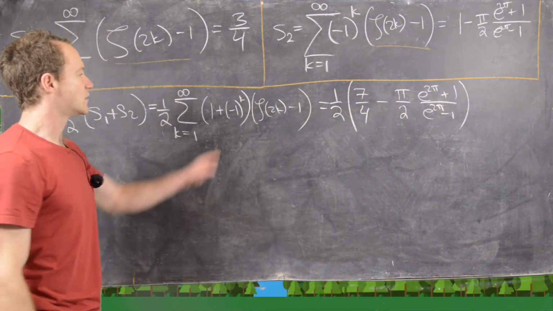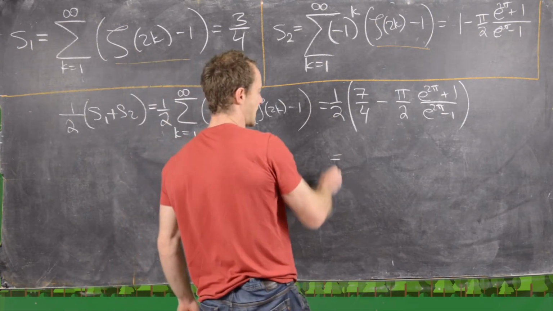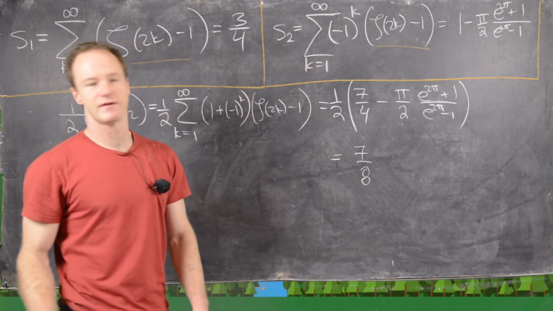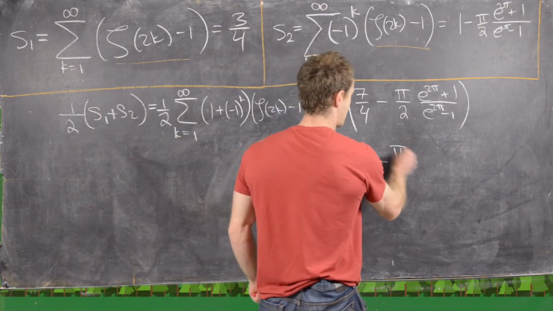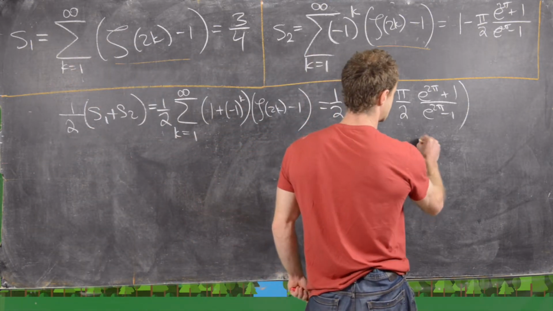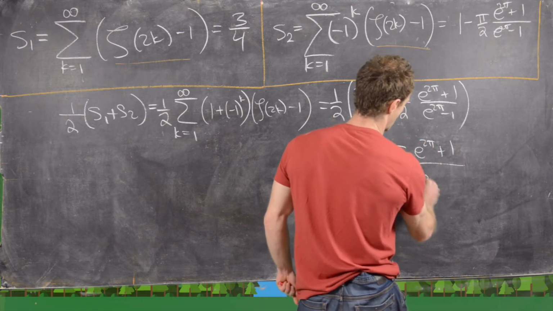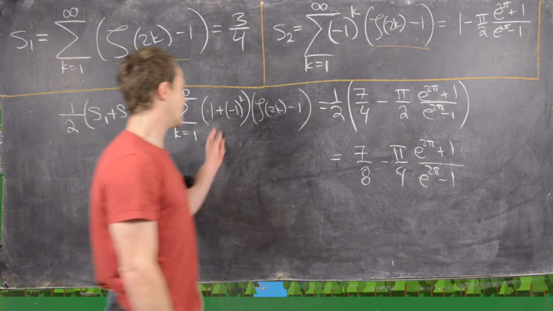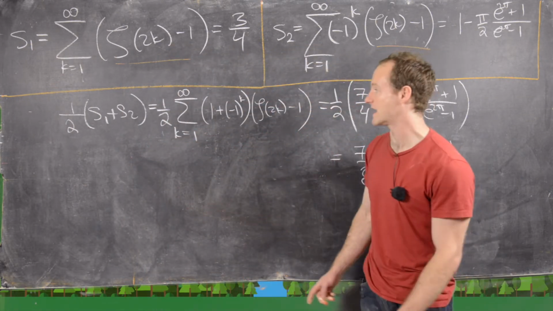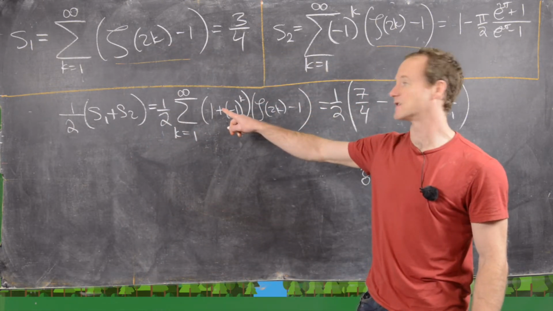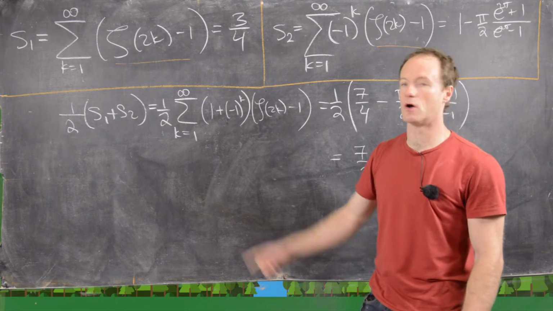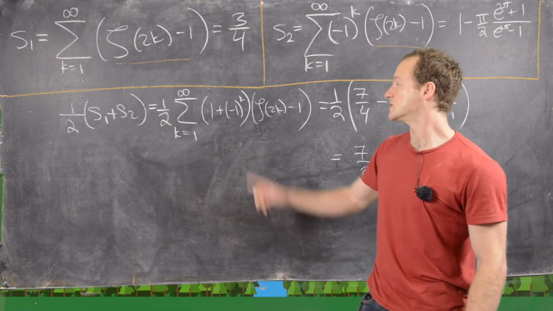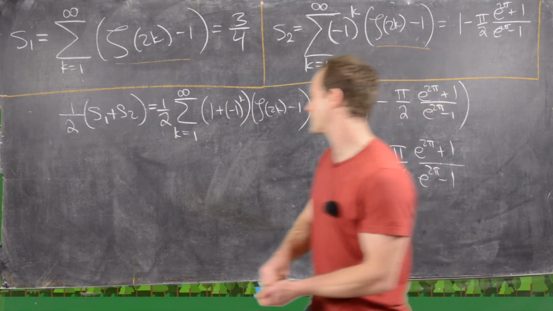Okay, good. So now let's go ahead and simplify this right-hand side while we're at it, because that's simple. So notice that's going to be 7/8 minus pi over 4 e to the 2 pi plus 1 over e to the 2 pi minus 1. Okay, great. And now notice what happens to this right-hand side. So if k is odd, this is 0, and if k is even, this thing is 2. So let's go ahead and write that real quick.